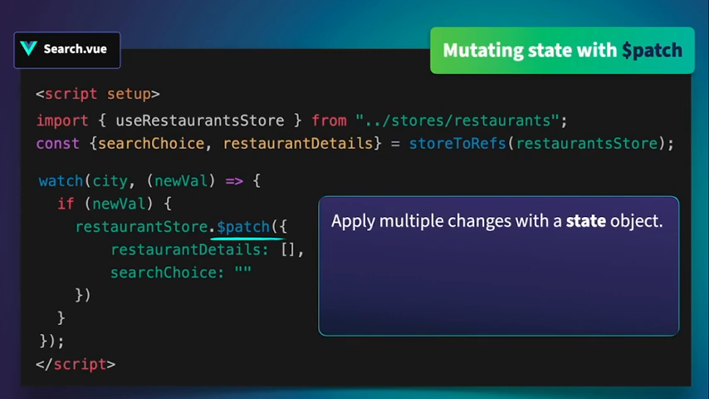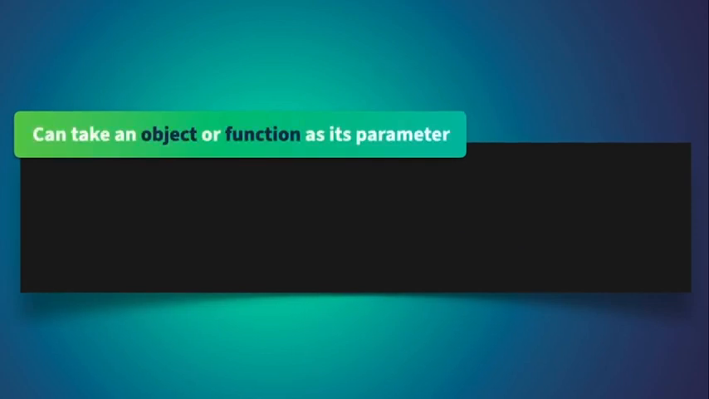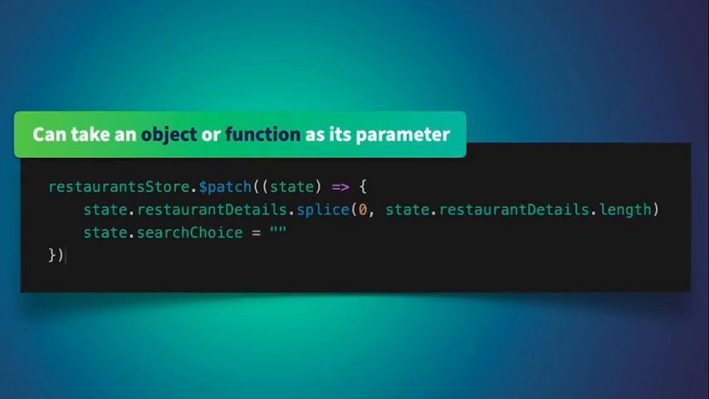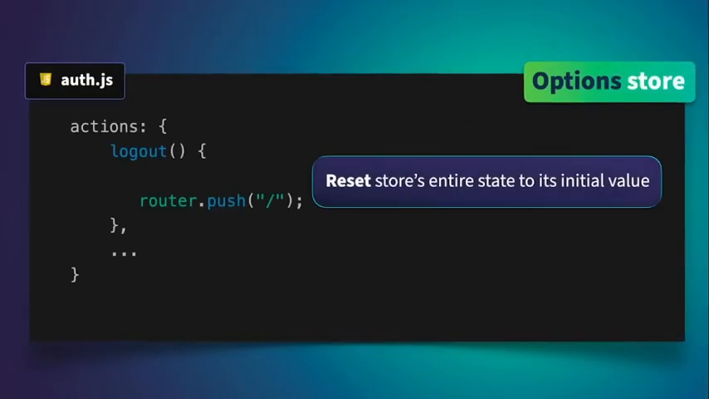Using patch comes with added benefits because it creates a single entry in the DevTools, and if we follow this convention throughout our app, we could easily do a search for patch to locate every place we're updating our state, or at least updating it in bulk like this. Something useful to note about patch is how it can take an object or a function as its parameter. For example, if our state property were an array, we could use array methods to update that state. Conveniently, Pinia also offers a reset method, so we can reset a store's entire state to its initial value.